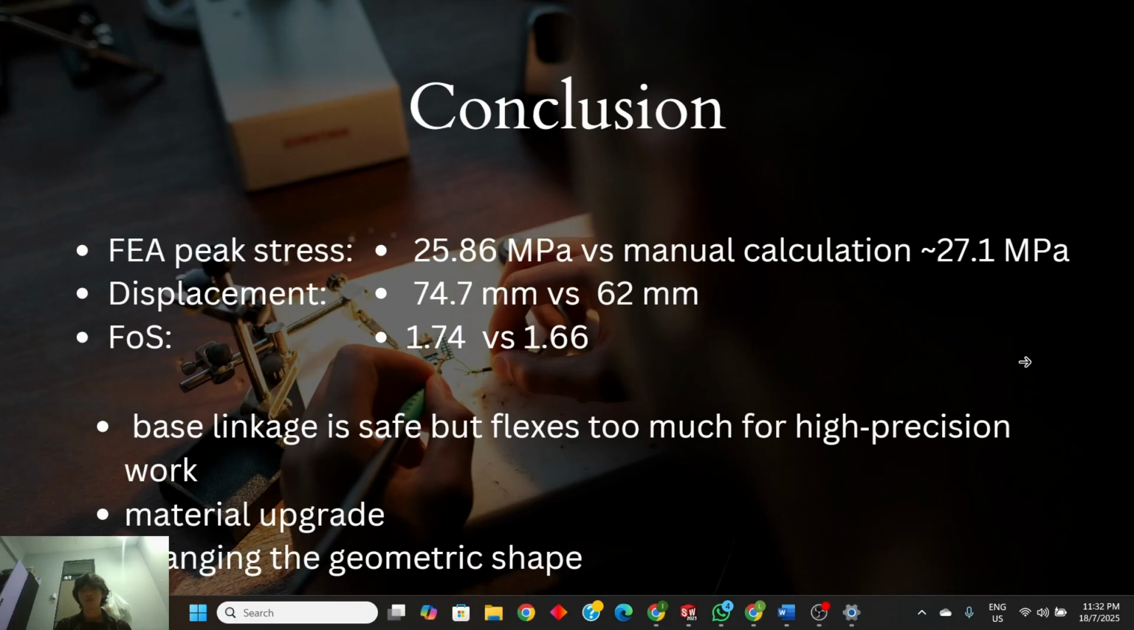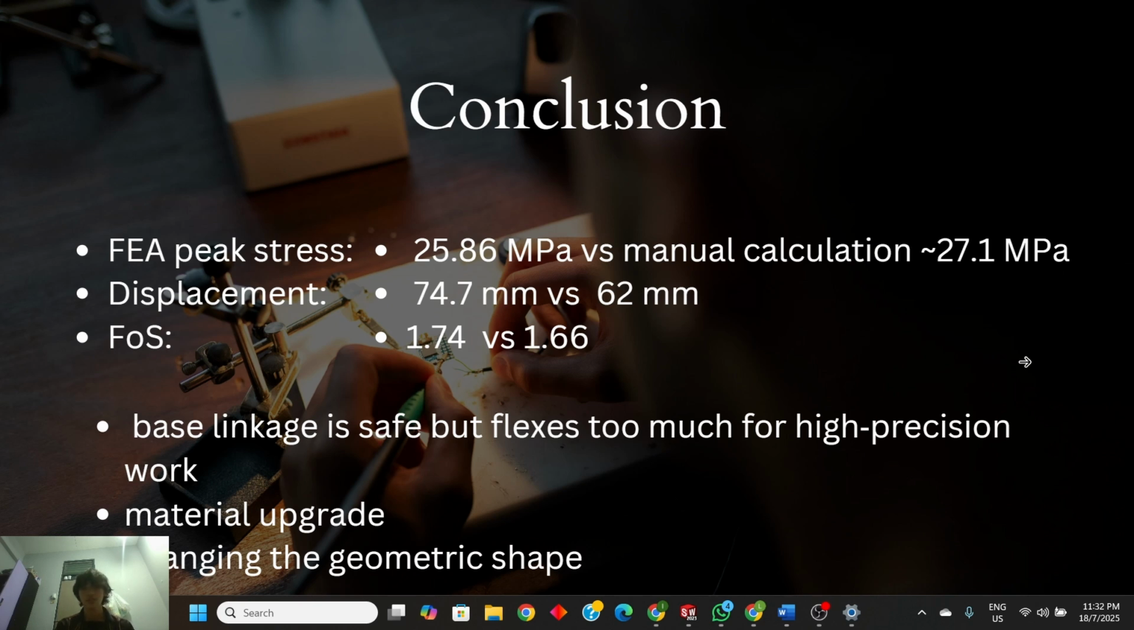In conclusion, for our peak stress, our simulated result is 25.86 megapascal, compared to the manual calculation, which is 27.1 megapascal. For the displacement, the simulated result is 74.7 millimeter, compared to the manual calculation, which is 62 millimeter. And for the factor of safety, it is 1.74 compared to the manual calculation, which is 1.66.